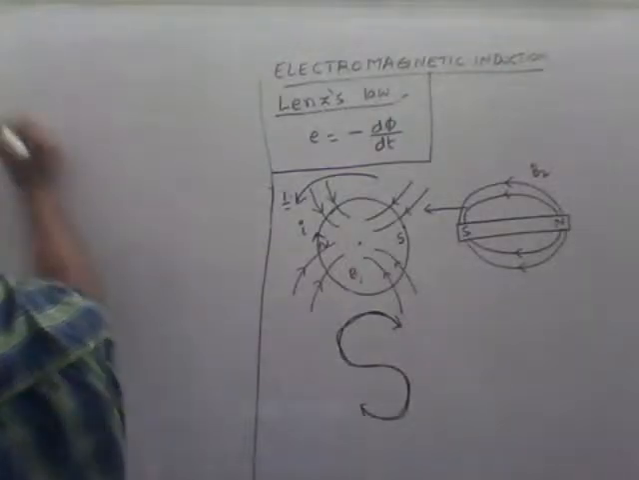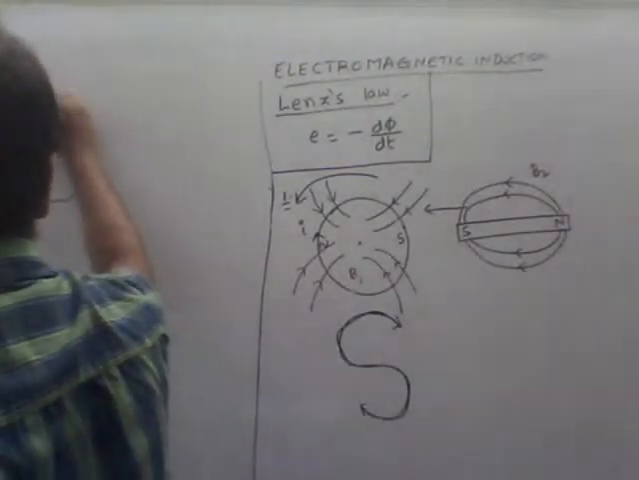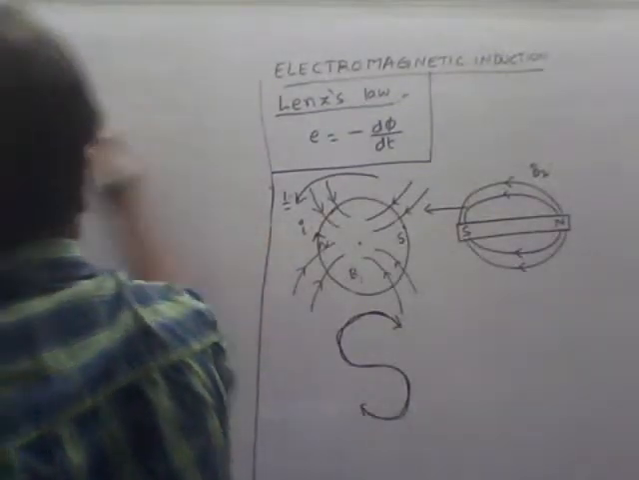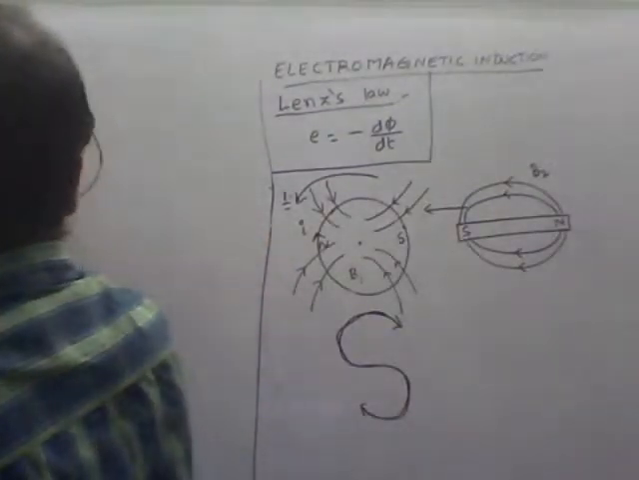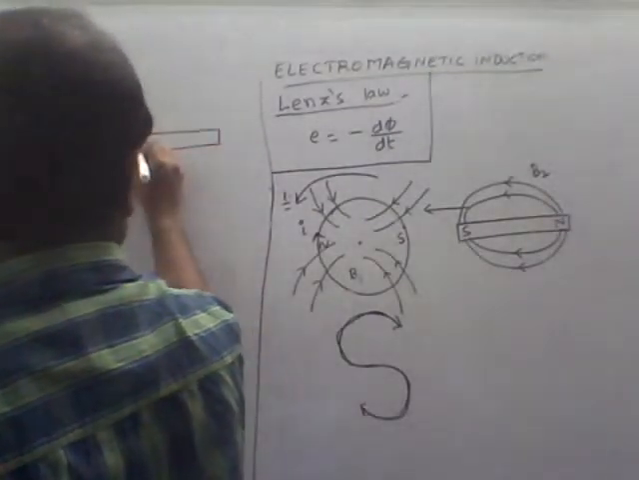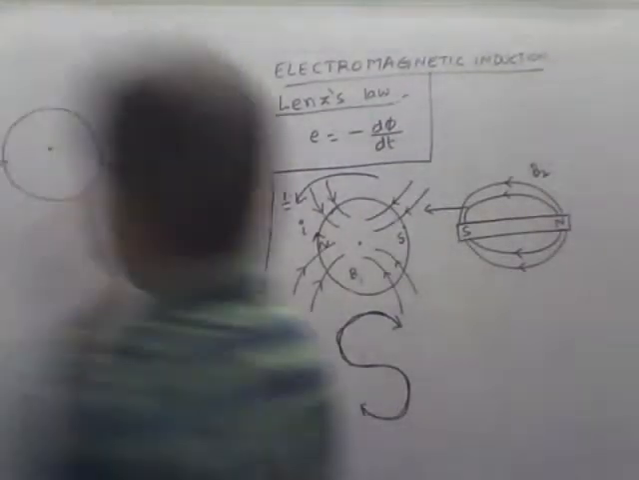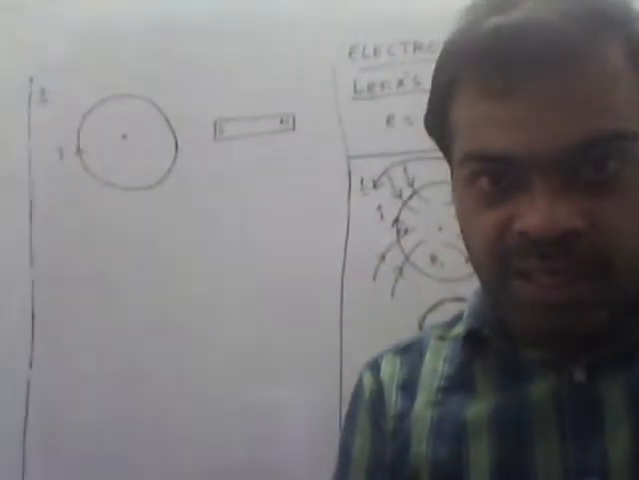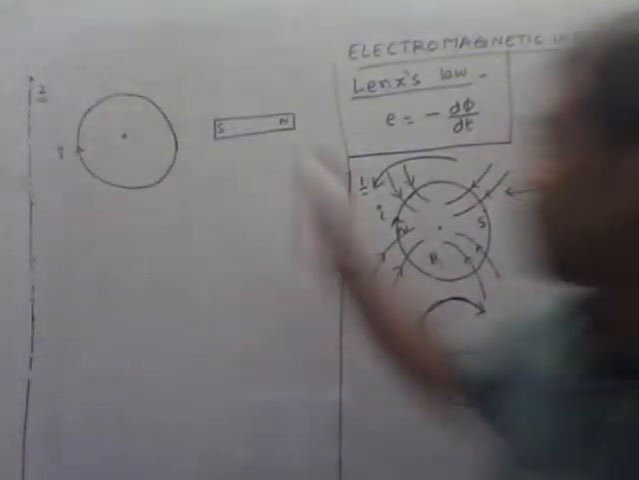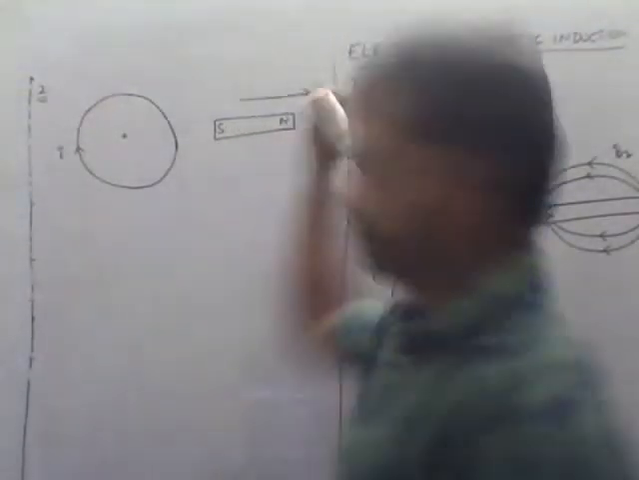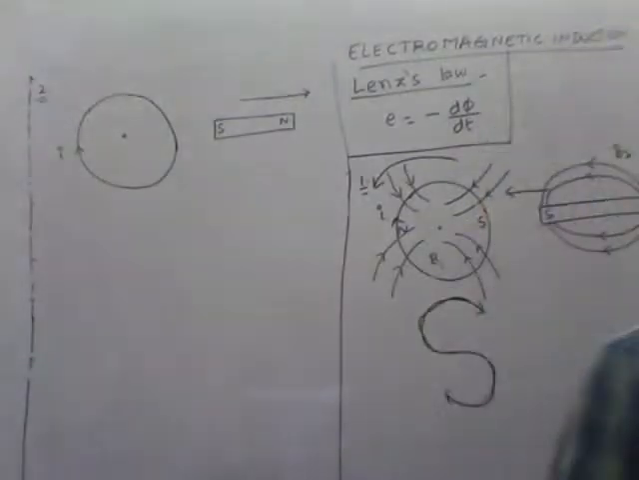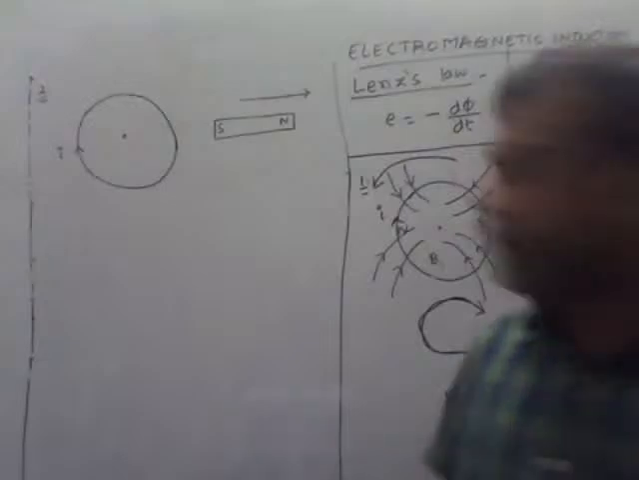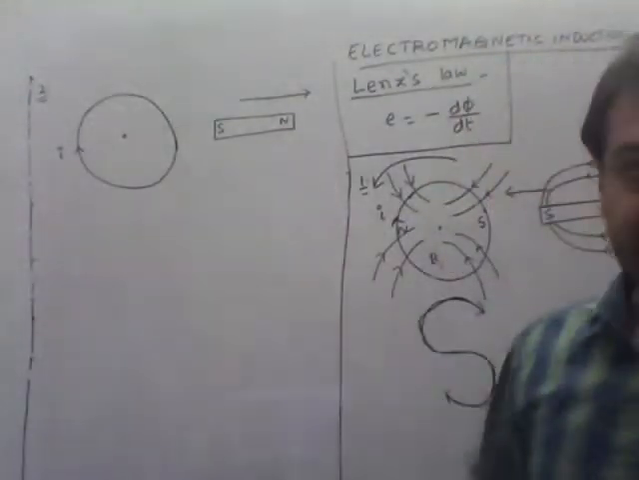Suppose, in the second case, I have a coil with current I in the same clockwise direction, with south pole here and north here. Now you can see the magnet is moving away from the coil like this. When the magnet is moving away from the coil, what will happen?